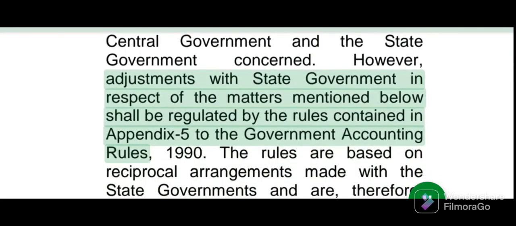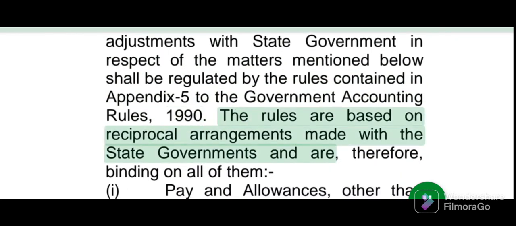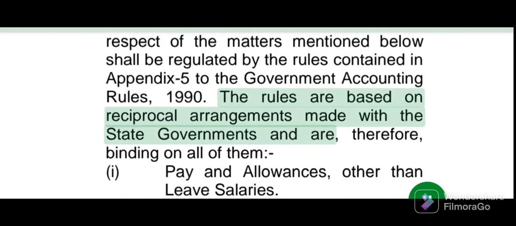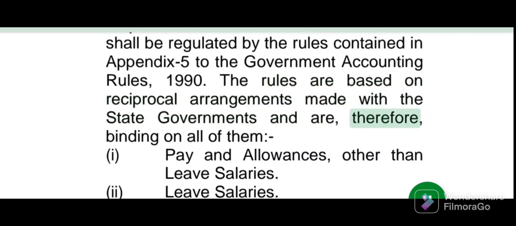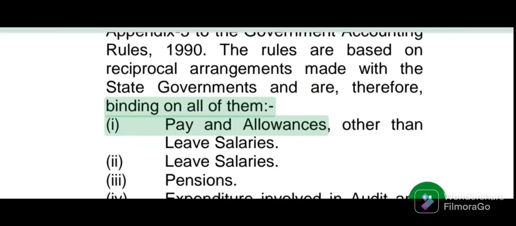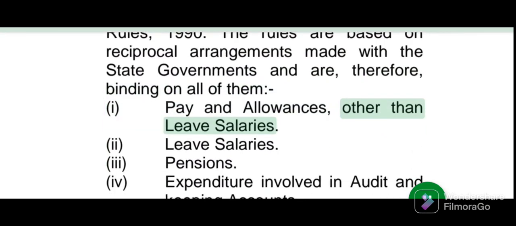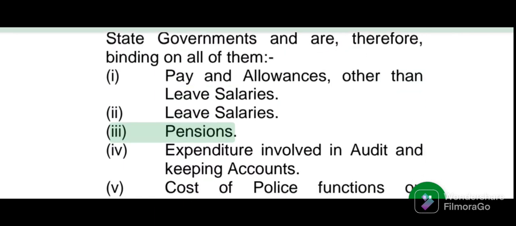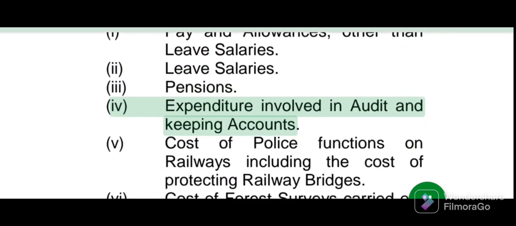However, adjustments with state government in respect of the matters mentioned below shall be regulated by the rules contained in Appendix 5 to the Government Accounting Rules, 1990. The rules are based on reciprocal arrangements made with the state governments and are, therefore, binding on all of them: pay and allowances, other than leave salaries; leave salaries; pensions; expenditure involved in audit and keeping accounts.